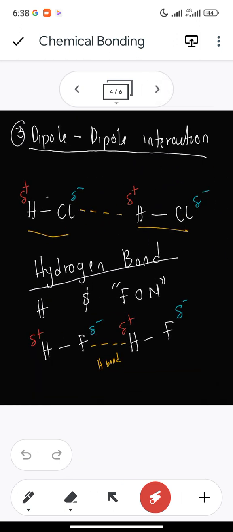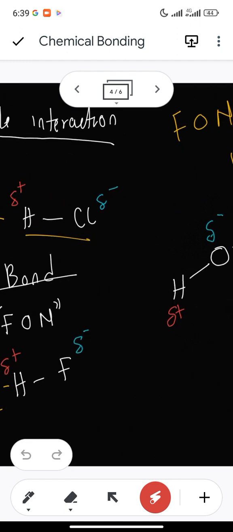Now the next thing we talked about was the dipole-dipole interaction, where we have a bond between a permanent dipole and another permanent dipole. So this is the dipole-dipole interaction or bond. A subcategory of the dipole-dipole interaction is the hydrogen bond, which occurs between hydrogen and FON: fluorine, oxygen, and nitrogen. We gave an example. This is the H bond. Something to note is that this bond here is not the H bond. This bond here is the covalent bond, you understand? While this bond is the hydrogen bond.